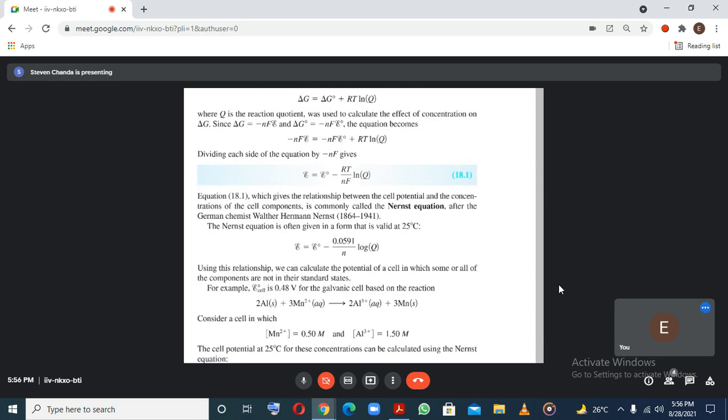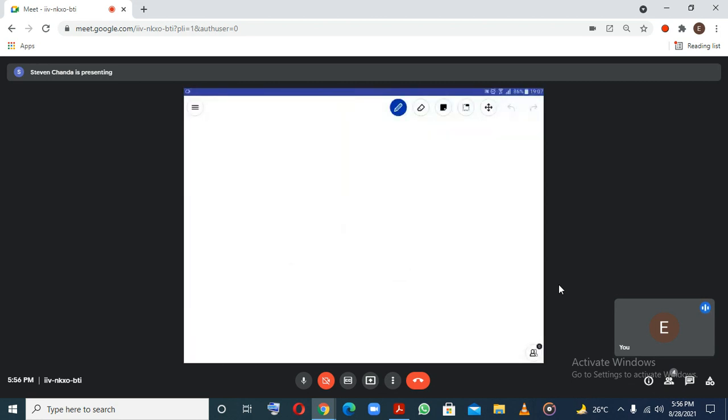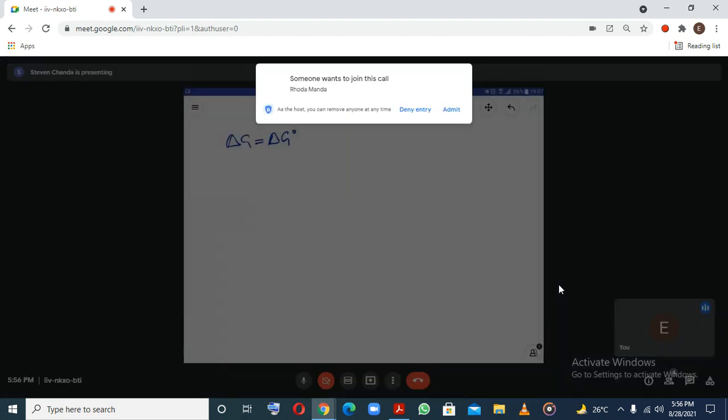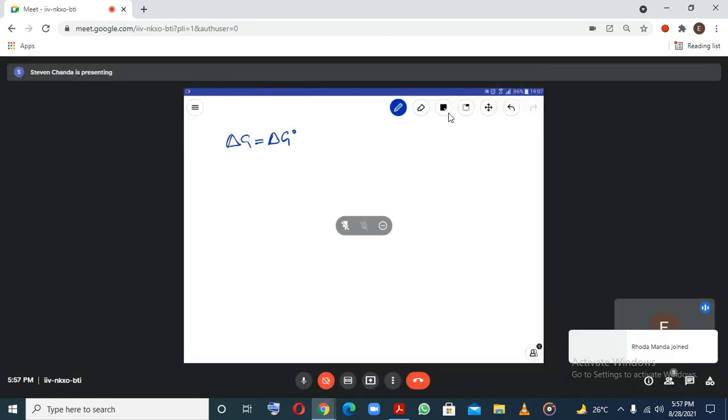So then, we know from thermochemistry that the change in free energy is going to be that. So we know from studies on free energy, oh sorry, not from free energy, from thermochemistry.